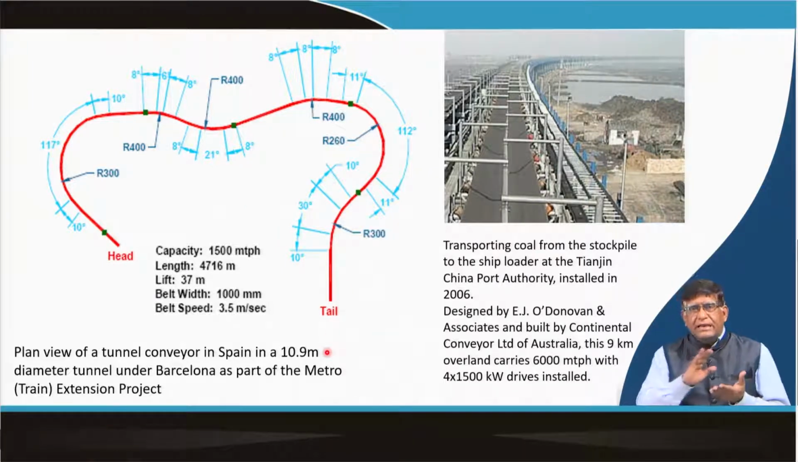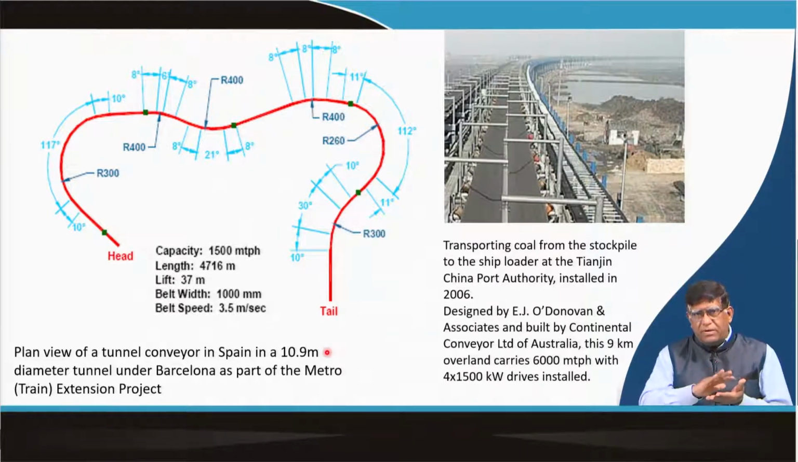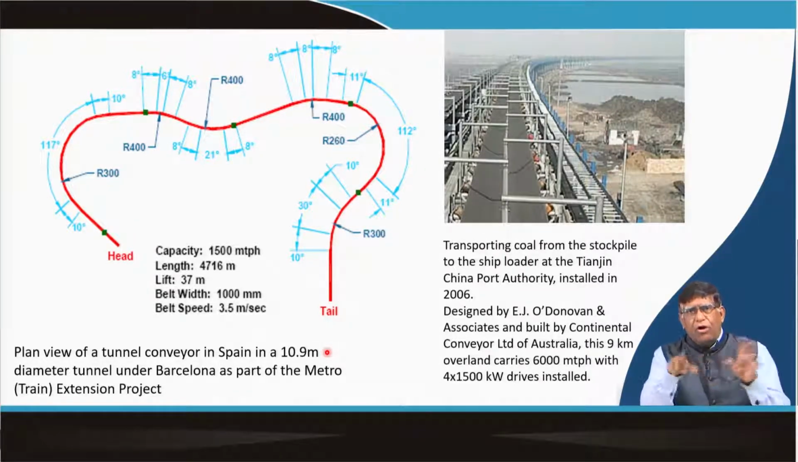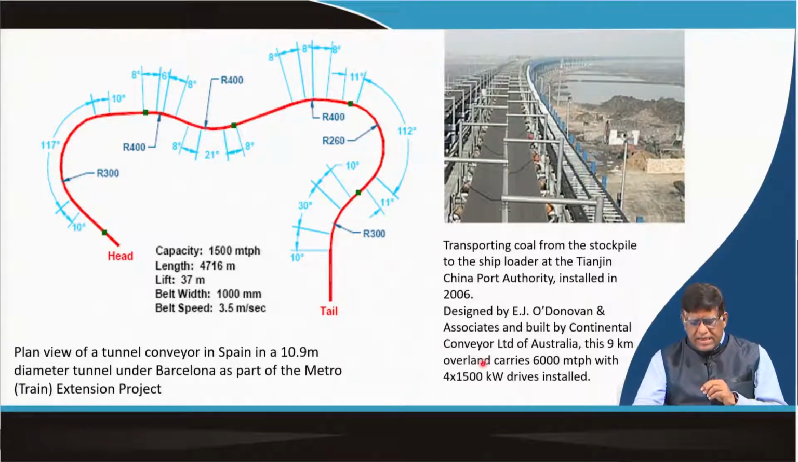You can see there is a horizontal profile, a horizontal curve, a vertical curve, and different gradients, all managed and designed in this. Similarly, you can see here in China a trough belt conveyor having such a horizontal curve.